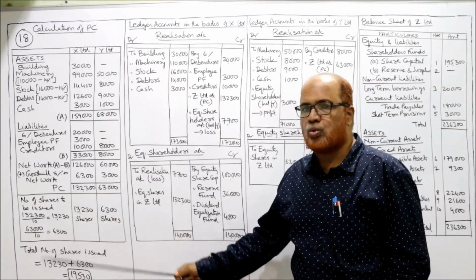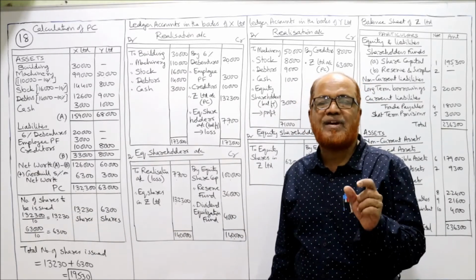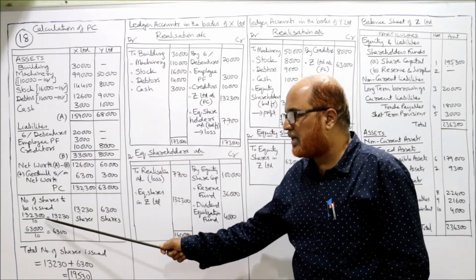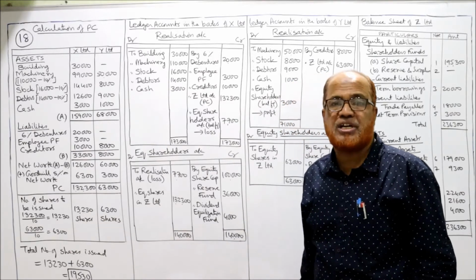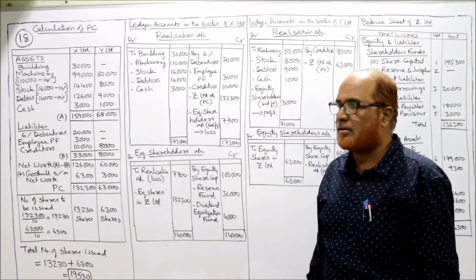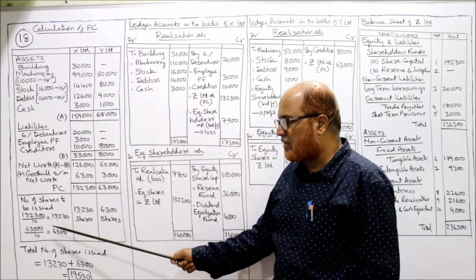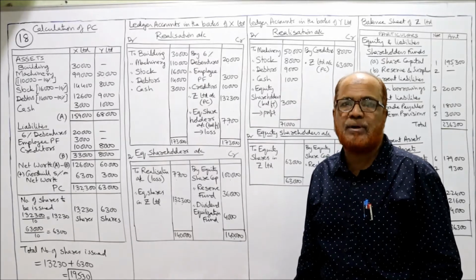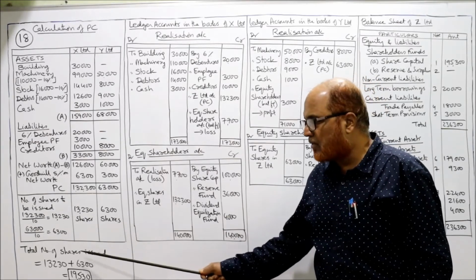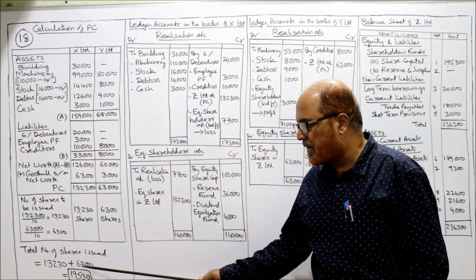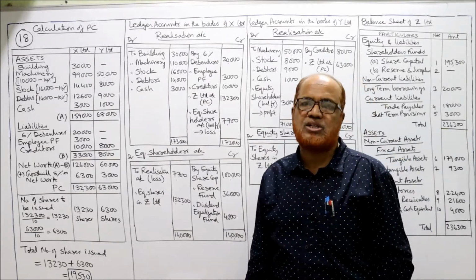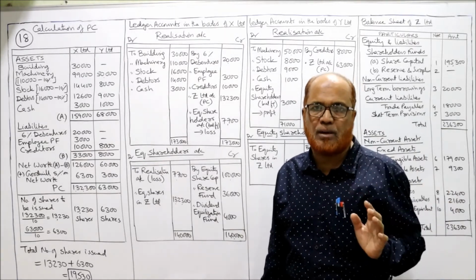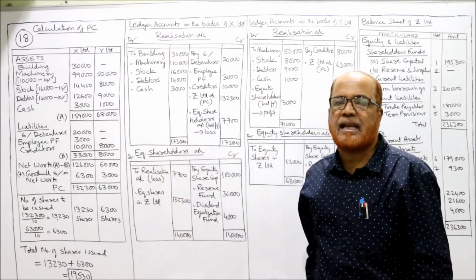Number of shares to be issued. It is given that Z company, the face value of each share is 10 rupees. So 1,32,300 divided by 10, 13,230 shares will be issued to X Limited. Similarly, 63,000 divided by 10, 6,300 shares will be issued to Y Limited. Total number of shares issued, 13,230 plus 6,300, 19,530 shares of rupees 10 each will be issued by Z Limited to both the companies. So first part we have completed, calculation of PC.